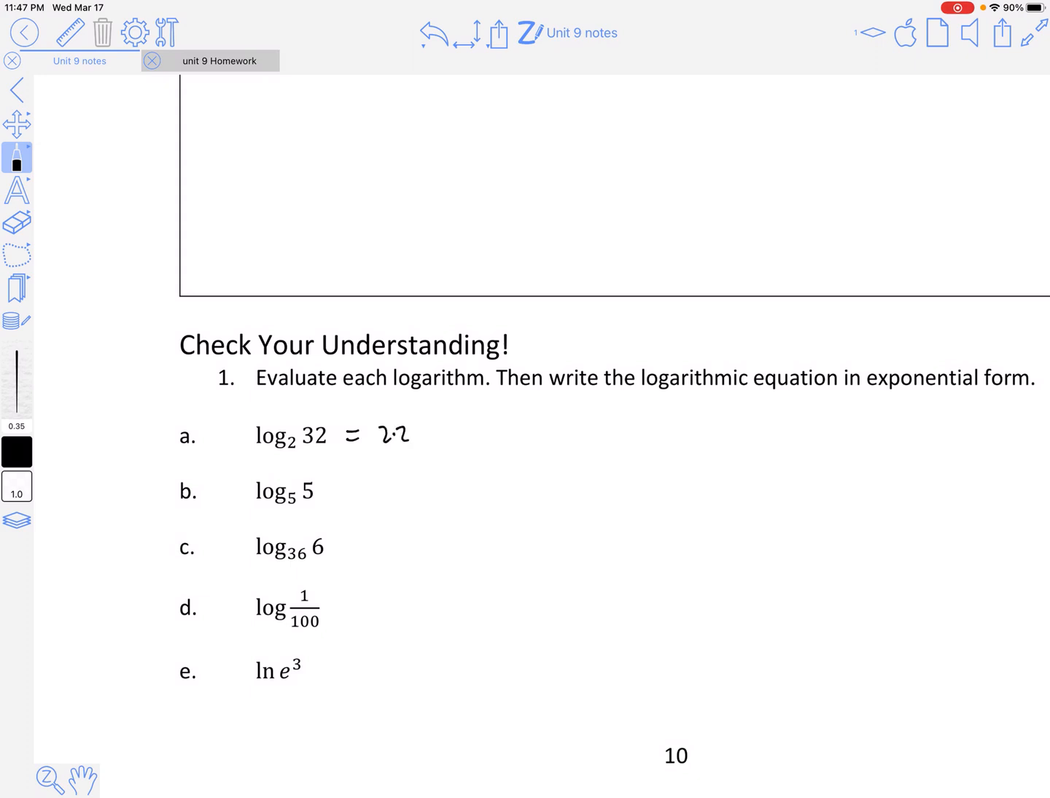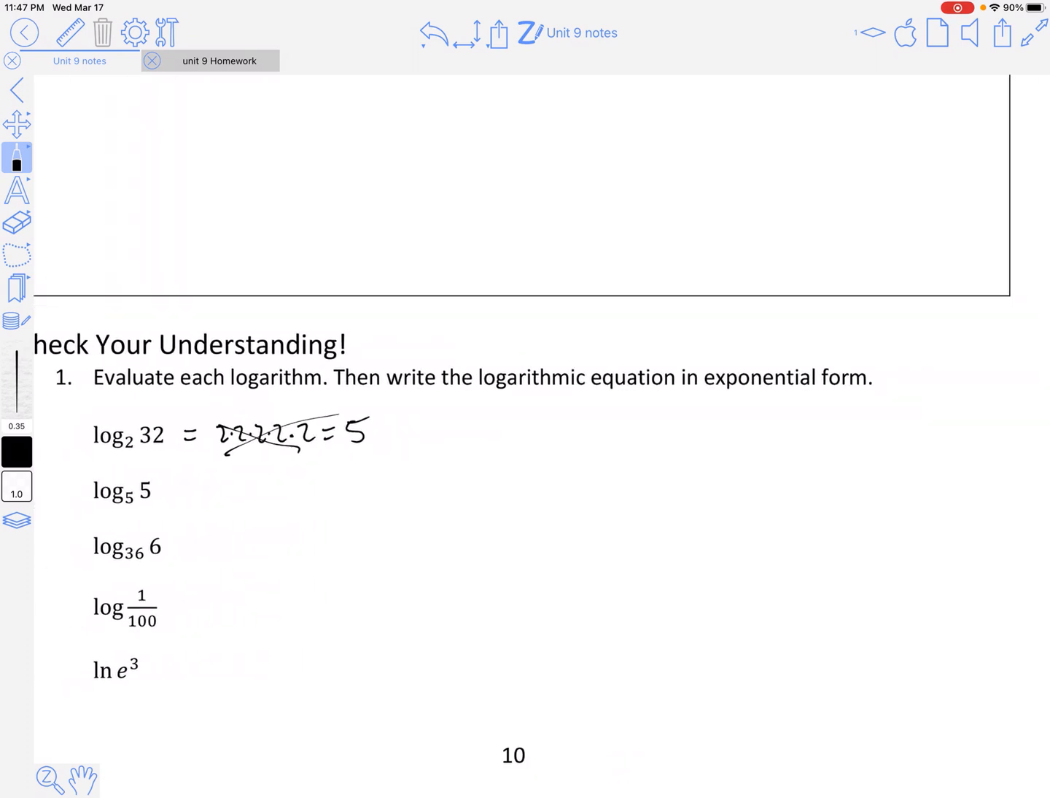2 times 2 is 4, times 2 is 8, times 2 is 16, times 2 is 32. So 1, 2, 3, 4, 5. So the answer is 5. That's the answer to log base 2 of 32. Answer is 5. All right, so it says, then write the logarithmic in exponential form. So 2 to the 5th equals 32.